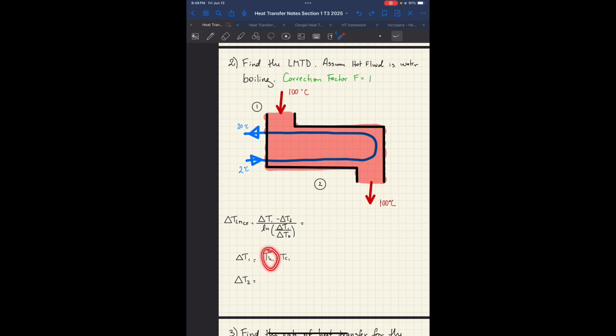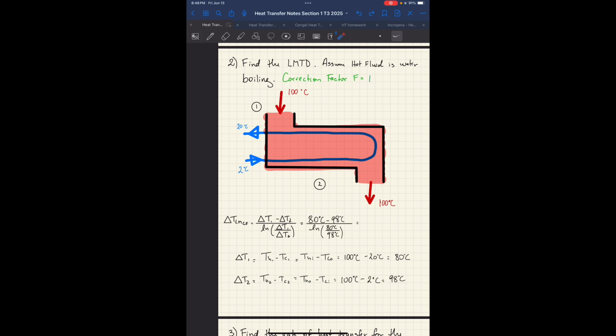TH1 for counterflow is THI, which in this case is 100. TC1 is TC outlet, so that's 20. There's your delta T1. Similar business for delta T2. You have THO minus TCI, which basically is your TH2 minus TC2. Plug in your values. Here you go. Here's your log mean temperature difference. Because the correction factor is 1, you don't have to do anything to this. Multiplying by 1, you just get the same thing back.